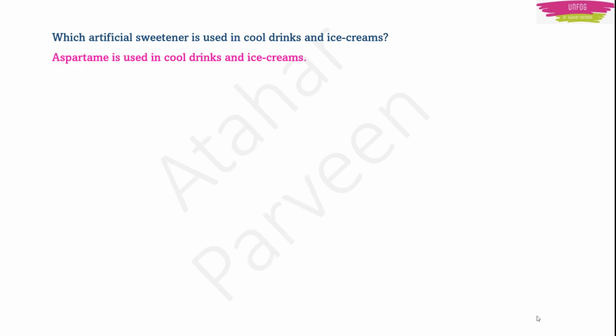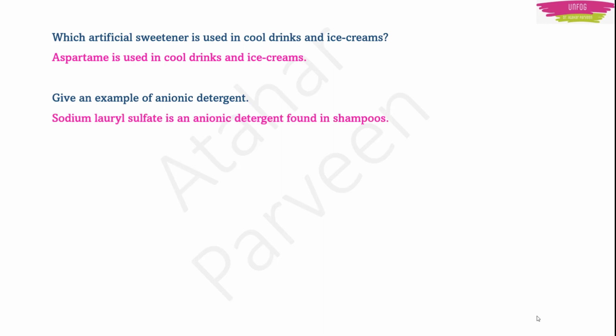Yes, you are right. It is aspartame. Next question. Give an example of anionic detergent. I didn't give it in the lecture. I'll give it here. It is sodium lauryl sulfate. It is found in shampoos. You can remember: anionic detergent, shampoos.